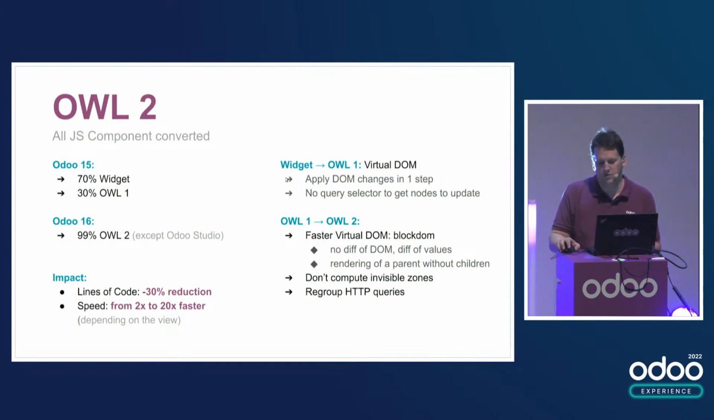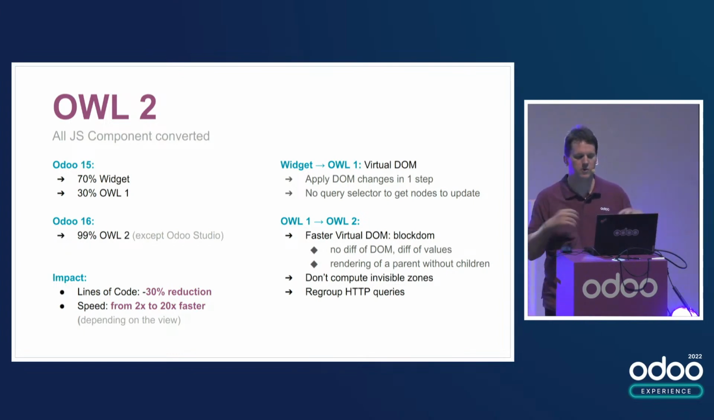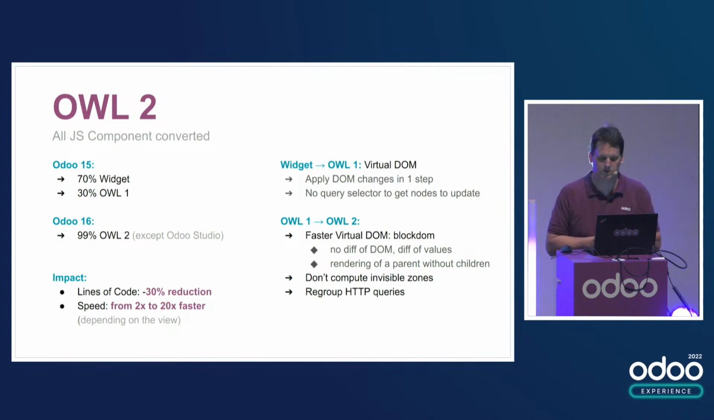And historically, when we moved from widgets to OWL 1, we went to a virtual DOM, so it improves everything. So we could apply all the changes to the DOM in one step, and we avoided all these query selectors and changing the DOM at different positions at different times. Now, when we move from OWL 1 to OWL 2, the new version of our JavaScript framework, we have a much faster virtual DOM because of Blockdom.